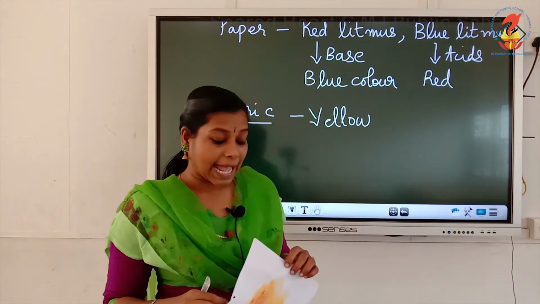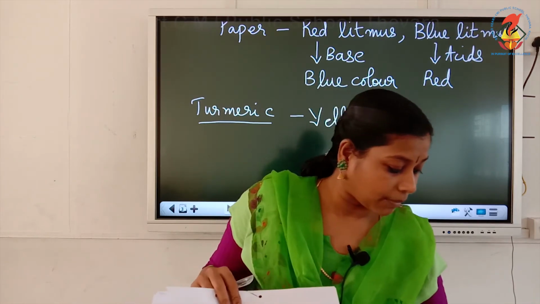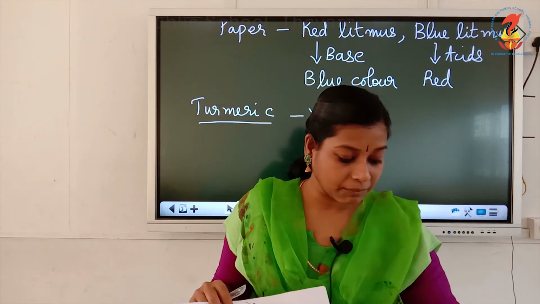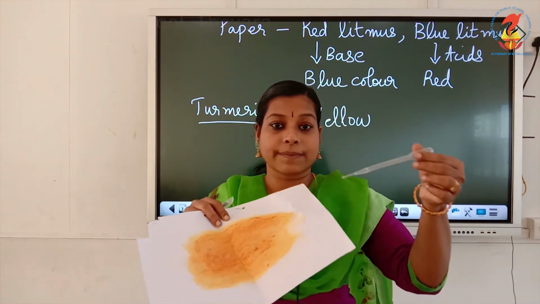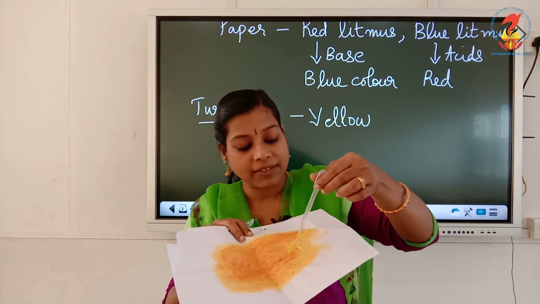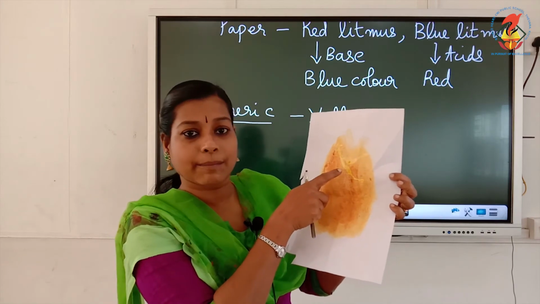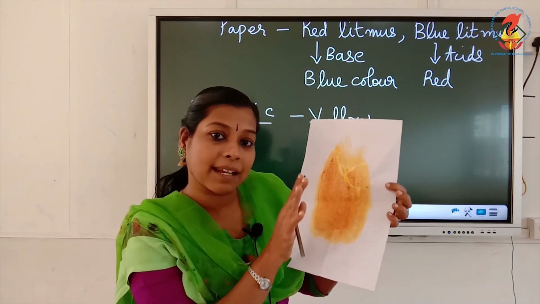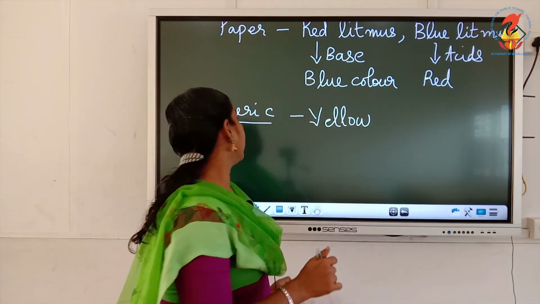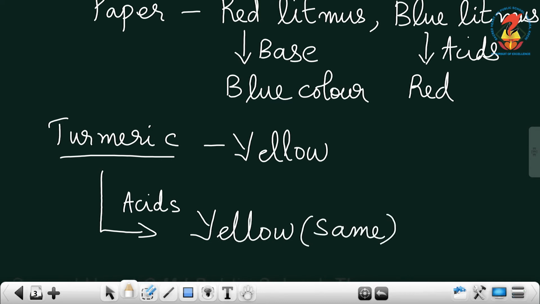Okay, and in acid, what will be its color? We can see what will be the color of that material in acid. Once again, we can take 2-3 drops of acid and pour them onto this yellow colored material. Did you see any change there? No, only that it became wet. It is still remaining yellow. So in turmeric, in acids, it will be the same color, yellow.